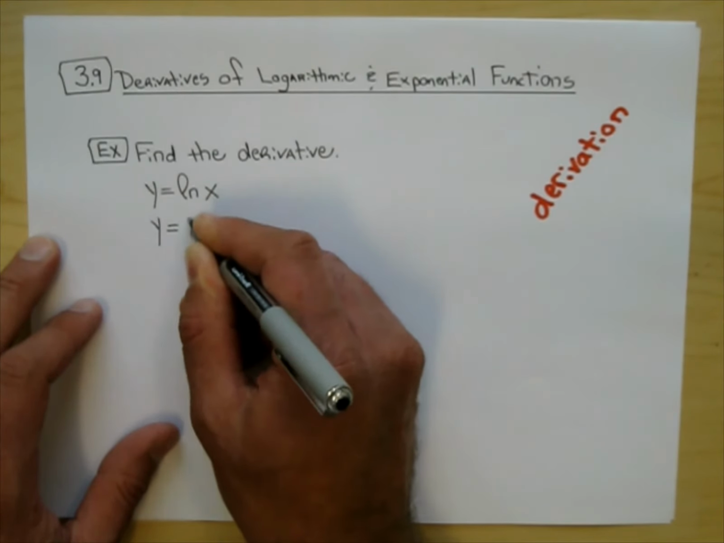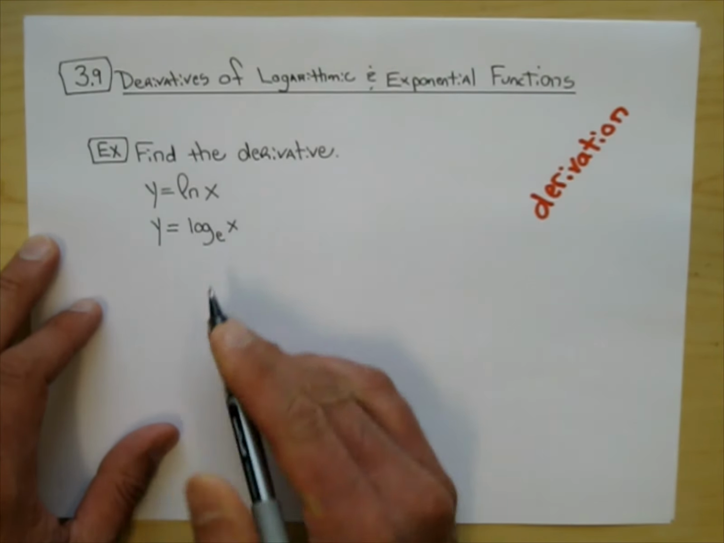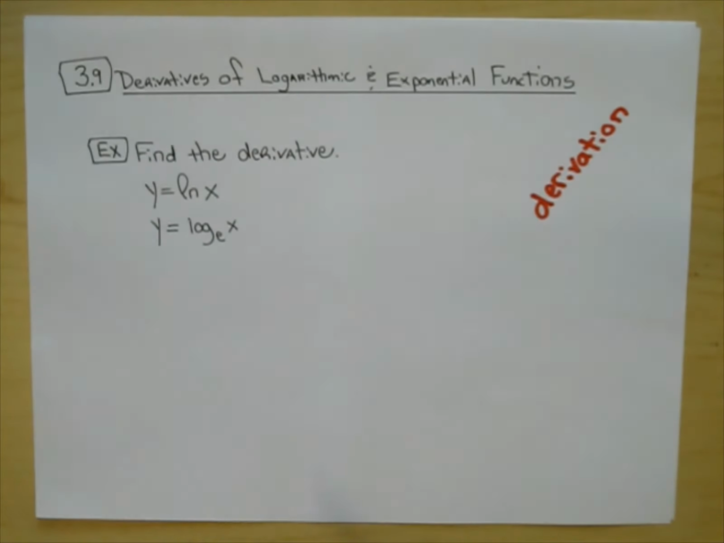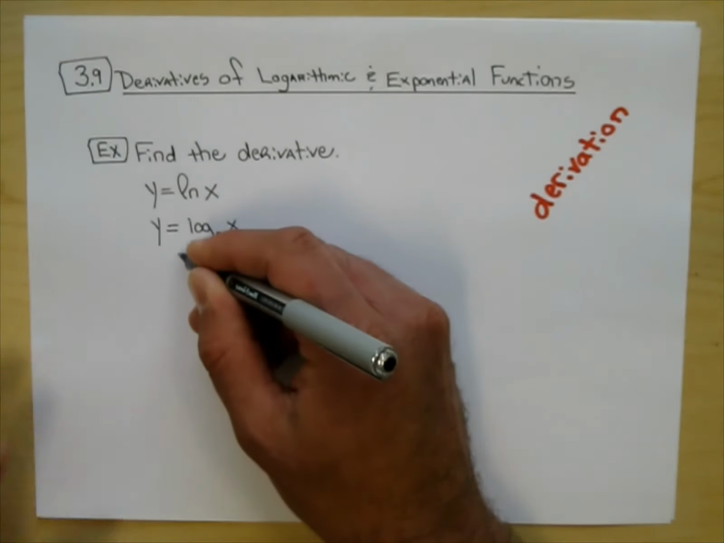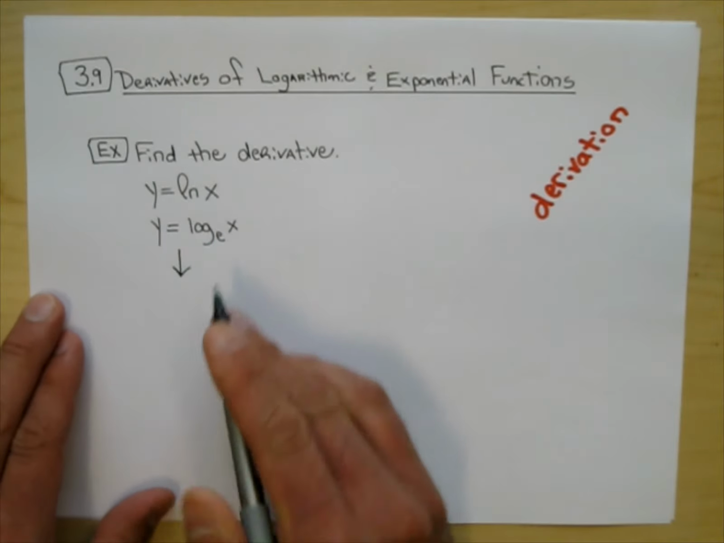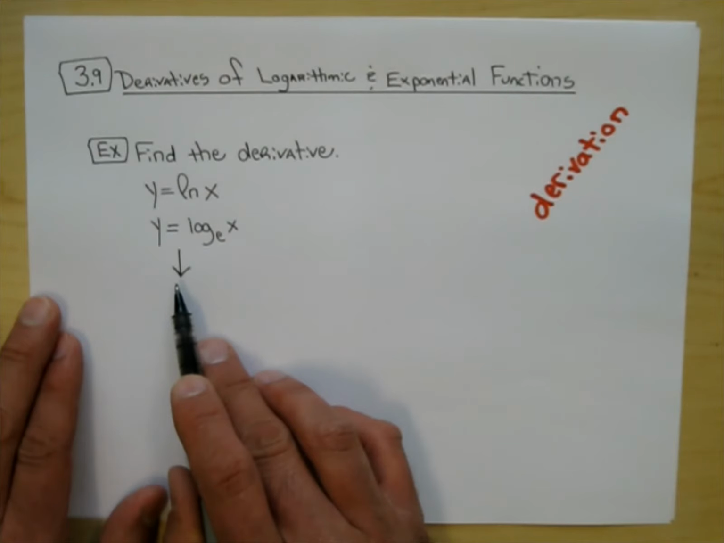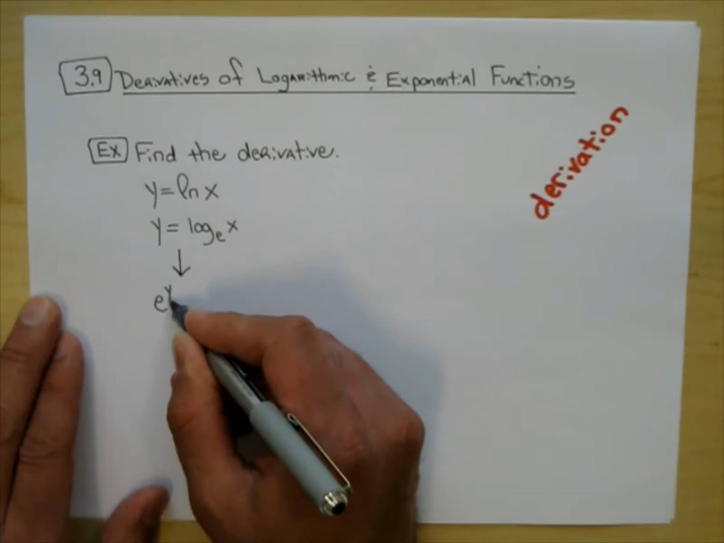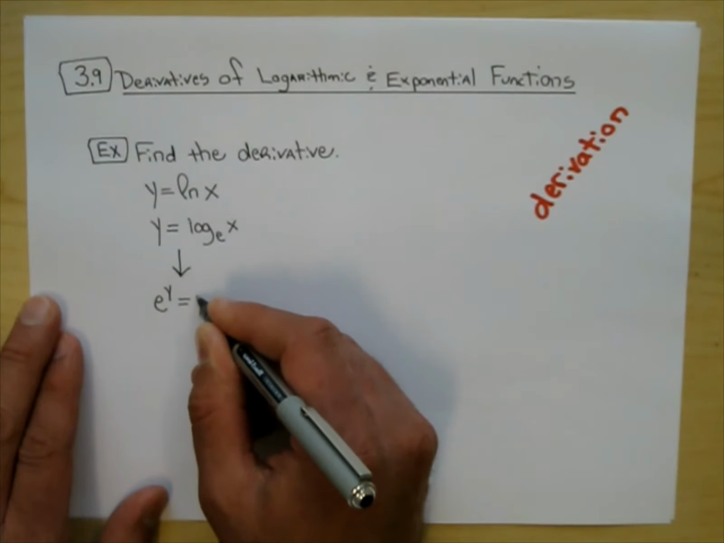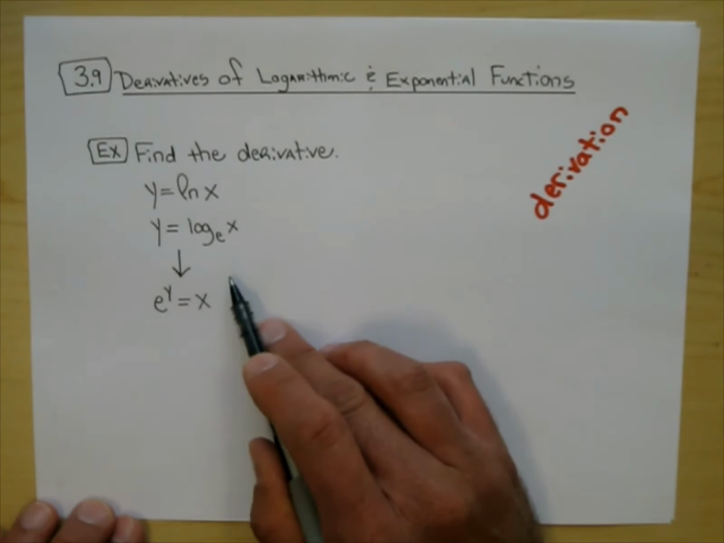rewrite this so it says y equals log base e of x. And this is just a different form. I'm using the definition of logarithm. I'm changing it from Superman back to Clark Kent. Whenever I change logarithms, I always put an arrow. And this is going to be e raised to the y equals x. Okay? This is just from the definition of logarithms.